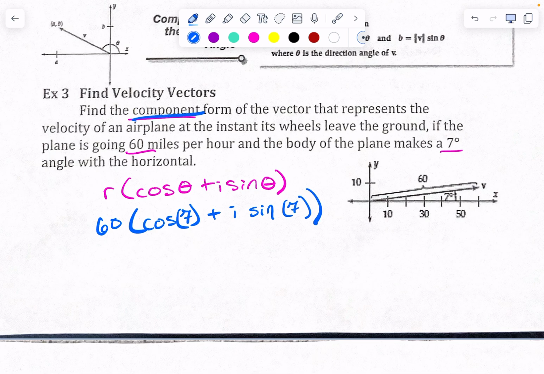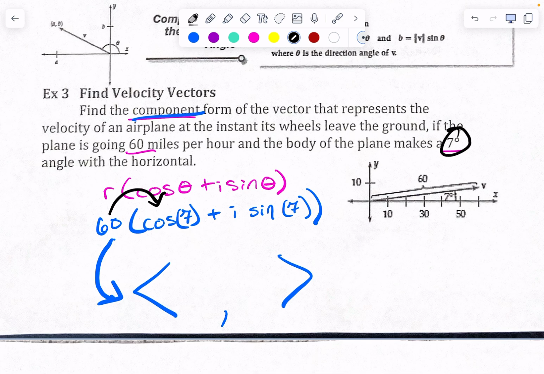We're wanting to put it in component form, so we're wanting this guy right here. How do I go from polar to the other? Yep, distribute. I take 60 times cosine of 7, radians or degrees? 7 is a degree, so we're going to be in degrees. So 60 times cosine of 7, and then 60 times sine of 7.